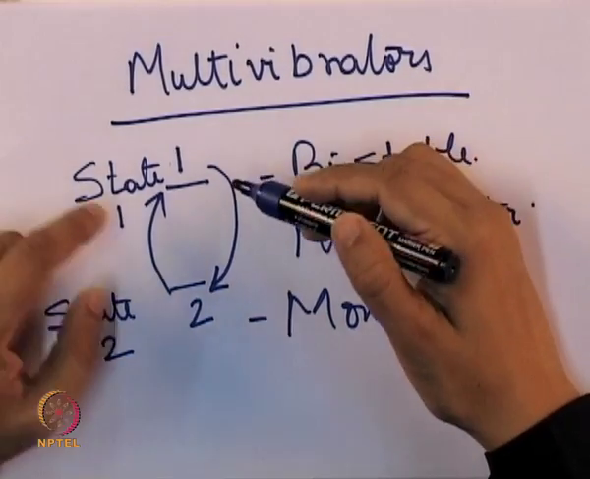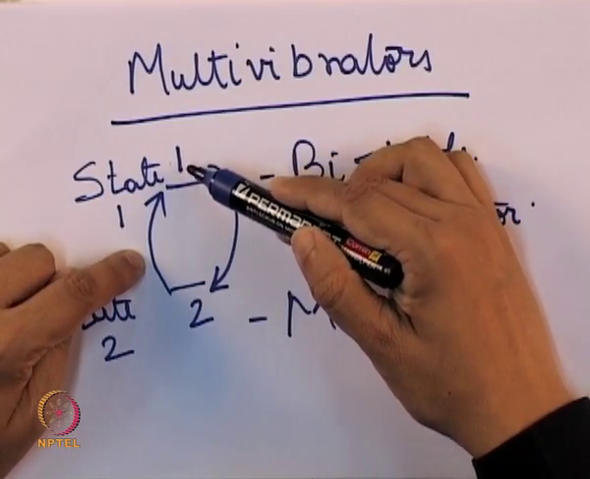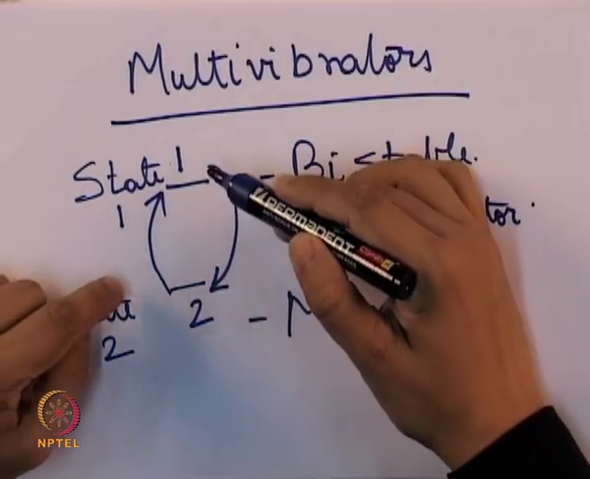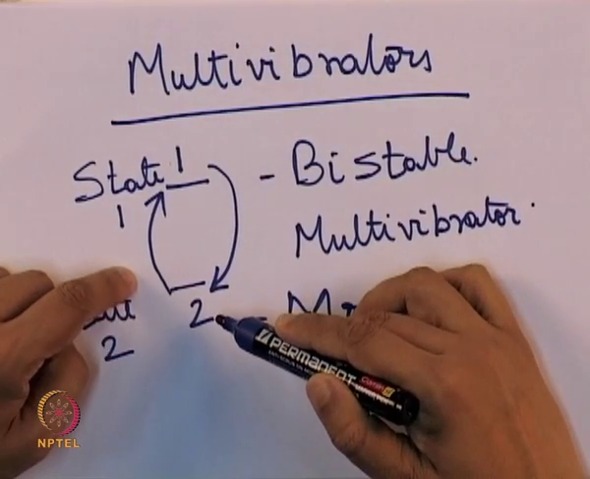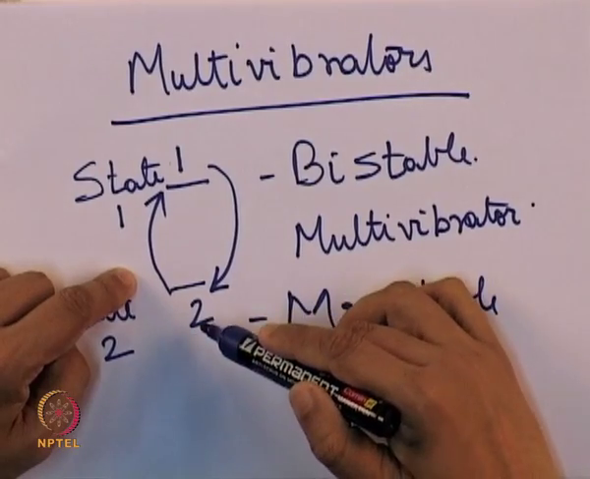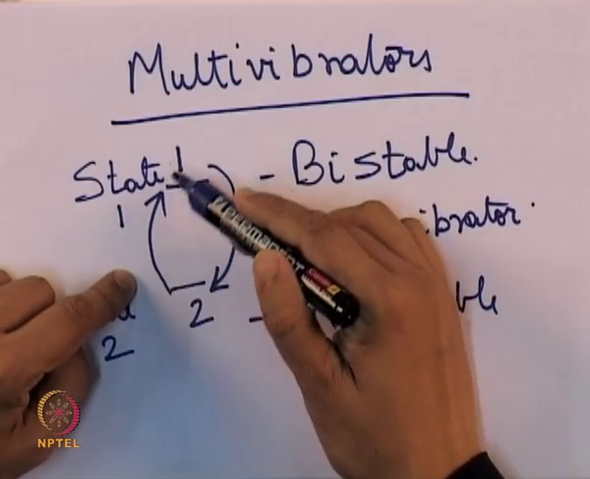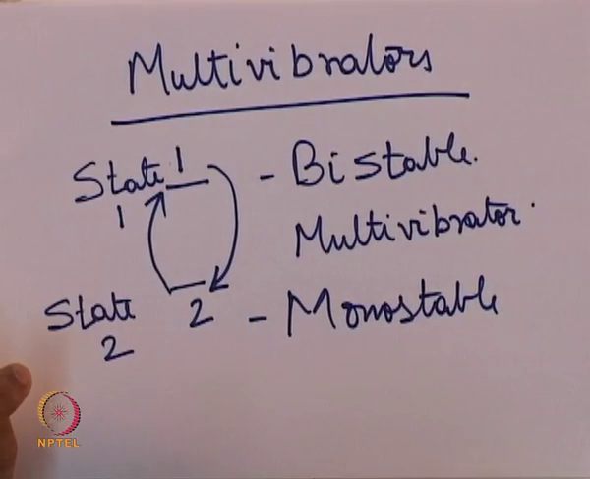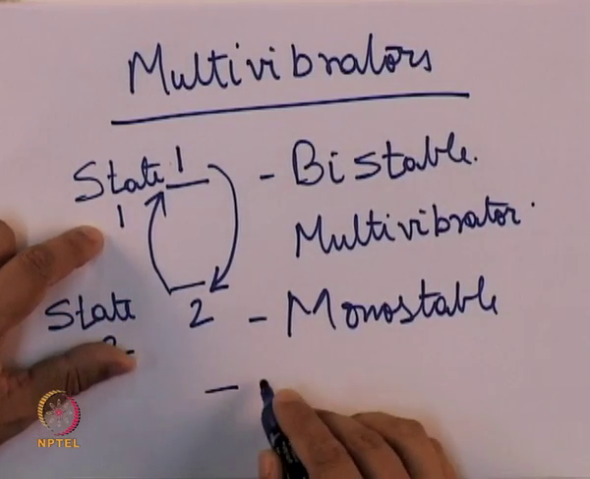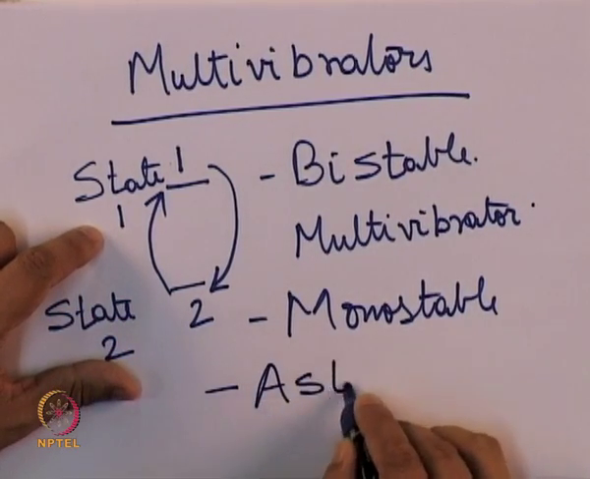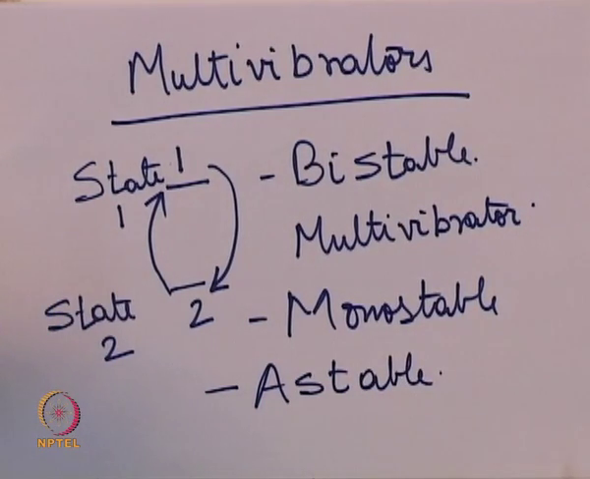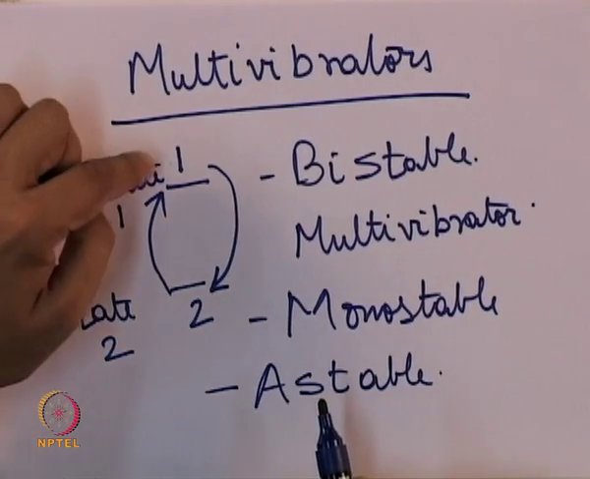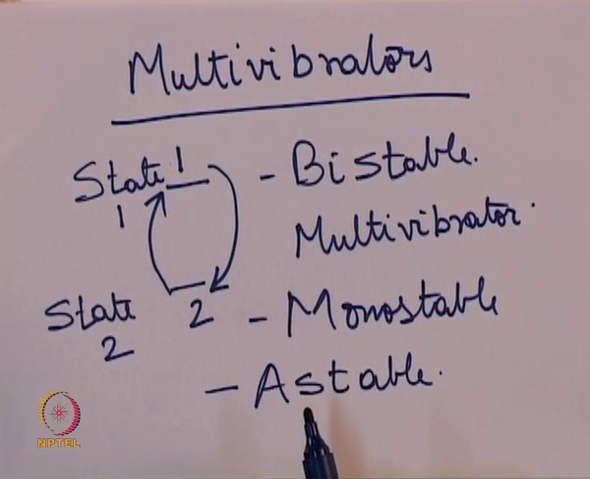And then the third case is the case when no state is stable. That is, if I am in one state, then after some time I will transition to the other state, and once I am in the other state, again after some time I will transition to the first state. So such a circuit is known as an astable multivibrator. Now you might think that this astable is somewhat similar to this oscillator, isn't it, because after all we are going back to the first state.